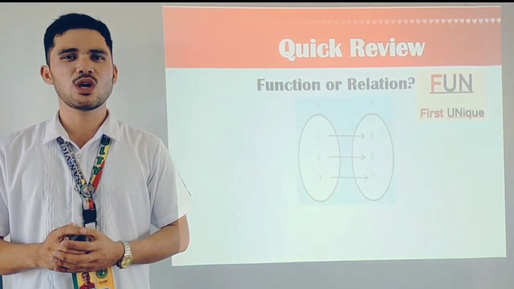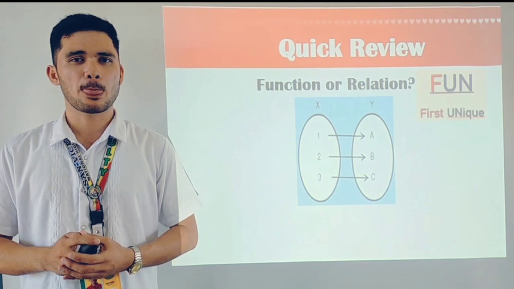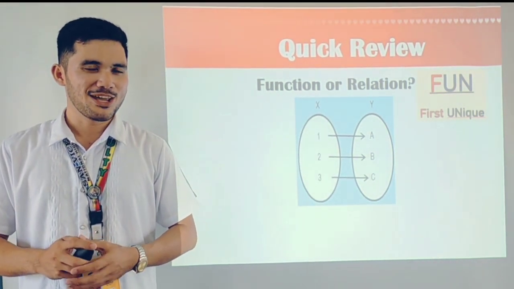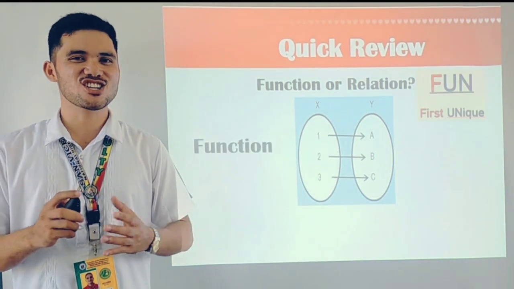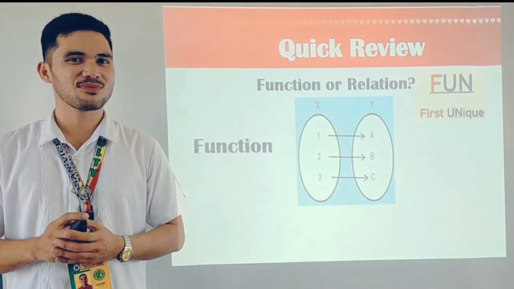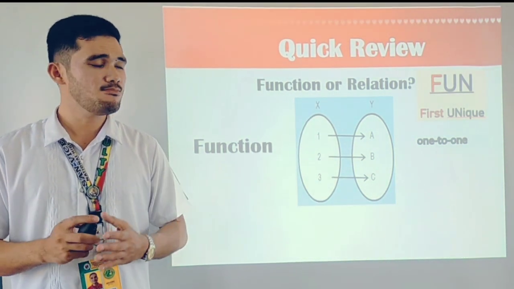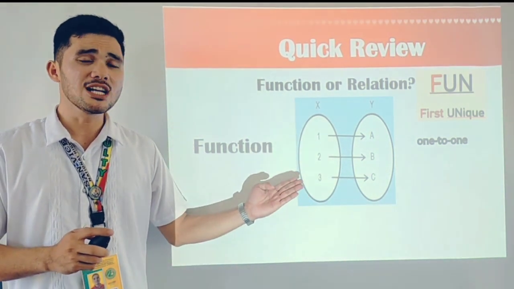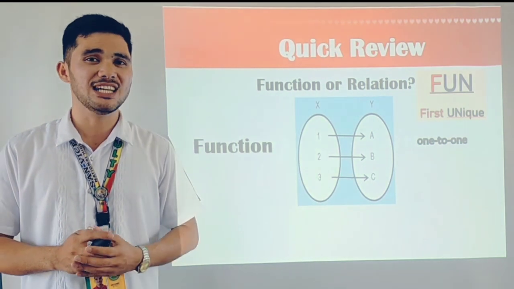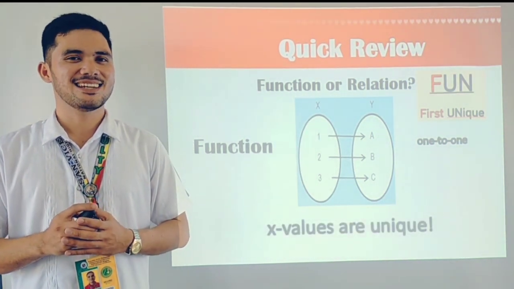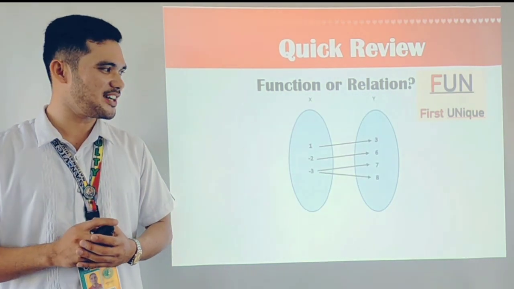Next, what if we have a mapping diagram? What do you think is the answer? Correct, that is a function. How do you know? Because as you can see, we have a one-to-one correspondence. That means that each value in x corresponds to only one value in y. Okay, got it?